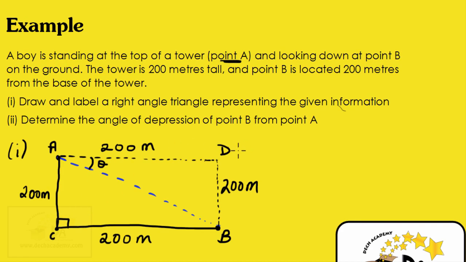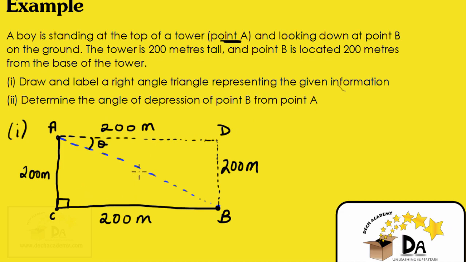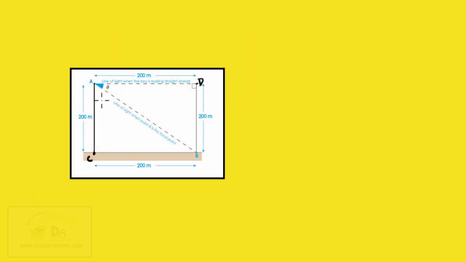So I'm just going to move to a neater diagram because we need to determine the angle of depression of point B from A. You're at A, you're looking out at B. So we need to find the value of this angle theta. So here is a neater sketch. We have the point A here, point C, the base of the tower. We have point B here, and we have point D. You can see the outline of a rectangle which formed, but initially we just had this right angle triangle ABC. So we need to find theta.